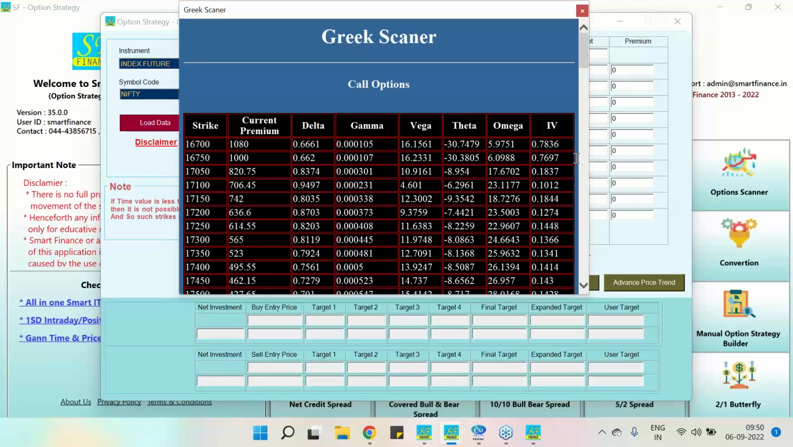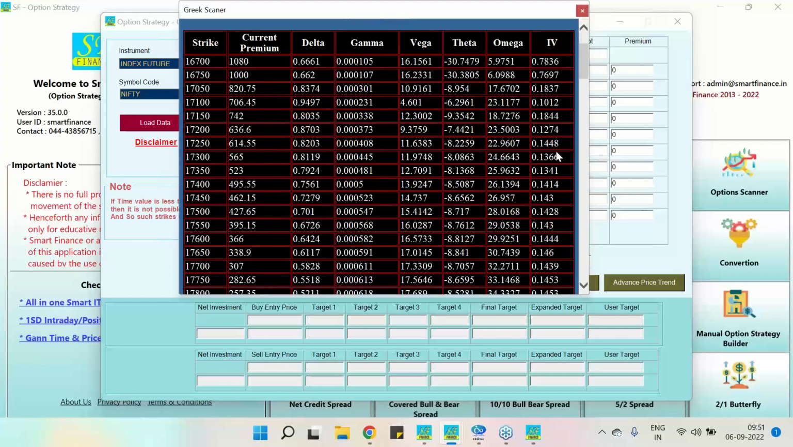So for all strikes, the strike, premium, delta, gamma, vega, theta, omega, IV, everything is being given here. Suppose I am going to do a weekly Nifty trade. This I have taken for the Nifty index, weekly Nifty trade. I want to hedge Nifty with some weekly options, and I just want to take 50% of risk. So what should I do?